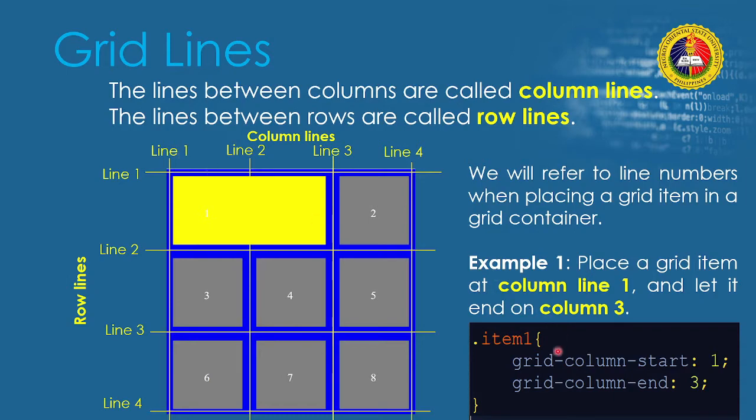So we will use these properties, grid-column-start. That is the column where the grid item will start, and then grid-column-end is the column line where the grid item is going to end. So here, column line 1, so therefore we set our grid-column-start to line 1, meaning ni start ta dire, and then we ended it in 3, meaning we counted 1, 2, 3. So therefore, this item number 1 will look like this. Diba? So make sure to take note of the column lines.